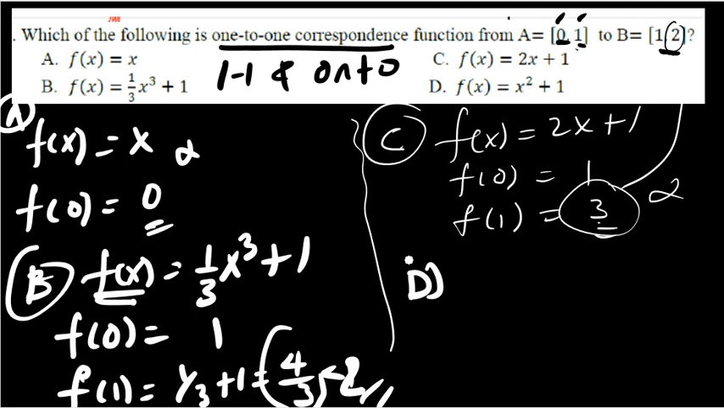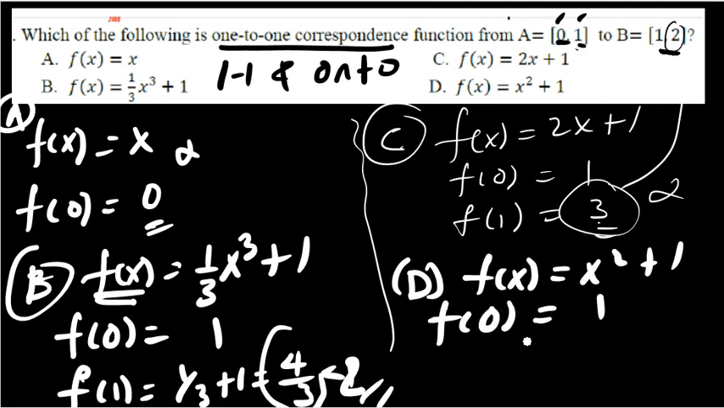D. f of x is equal to x squared plus 1. What is f of 0? It's just 1. When you substitute 0, it works. What about f of 1? When you substitute 1, it's going to be 2. Both of them work. The smallest input gives the smallest output, and the largest input gives the largest output. That means it is a one-to-one correspondence. So the answer is D.